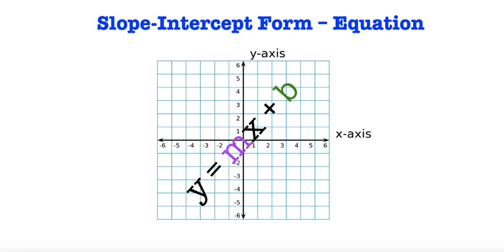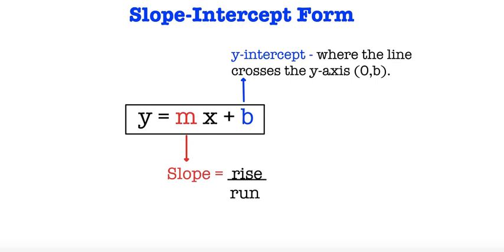Hello, mathematicians. Today we're going to be learning about slope-intercept form, and more specifically, we're going to be talking about the equation. So our slope-intercept form equation is y equals mx plus b, where x and y are a coordinate that make this equation true based on our slope and our y-intercept.